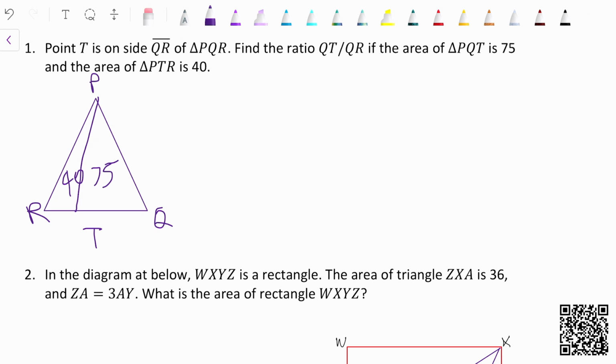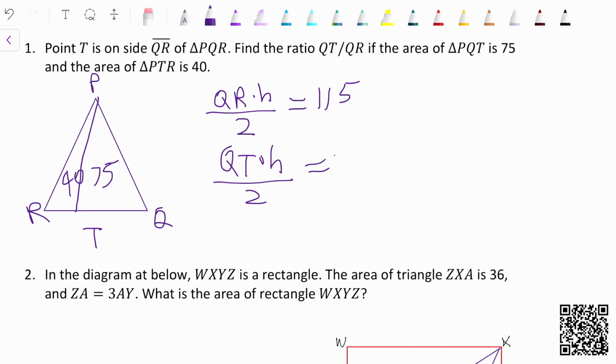So looking at this, it's basically just 75 plus 40 for the area of the entire triangle. Therefore, the area of triangle PQR is equivalent to 115. So this means that QR times the common height that they share, divided by 2 for the area of a triangle, is equivalent to 115. Meanwhile, QT times their common height, divided by 2, is equivalent to 75. And now that we have these equations, we can start solving for the differences.